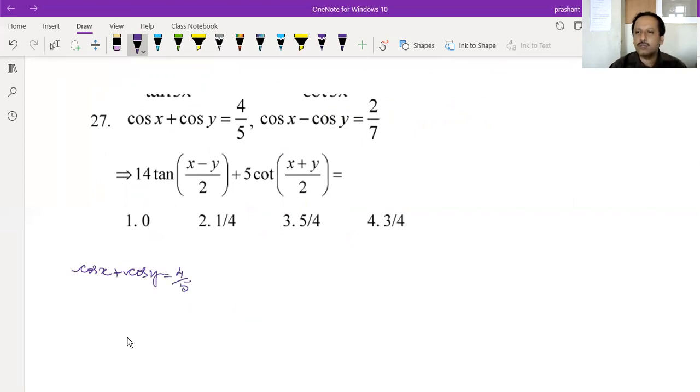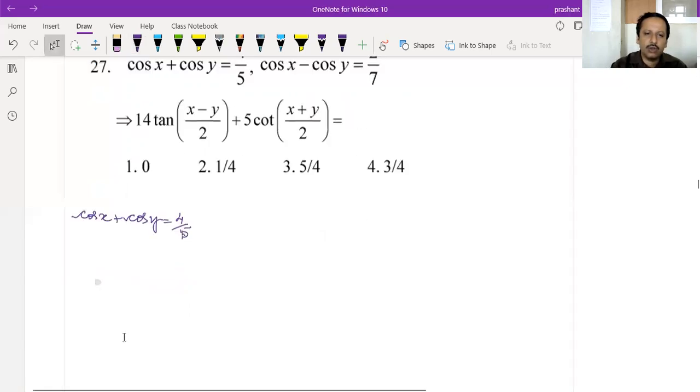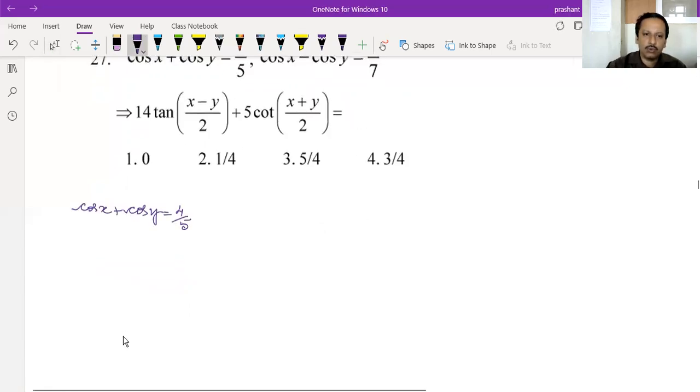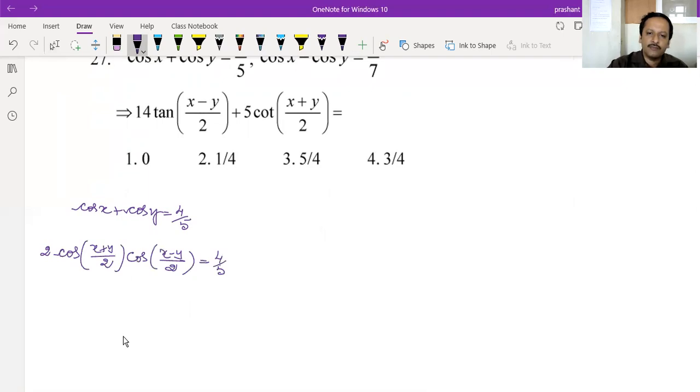Okay, so here I will use cos c plus cos d formula. Cos c plus cos d is equal to 2 cos c plus d by 2 into cos c minus d by 2. 2 cos c plus d by 2, that is x plus y by 2, into cos c minus d by 2, x minus y by 2, that's equal to 4 by 5. Then, another equation they have given, cos x minus cos y is equal to 2 by 7.